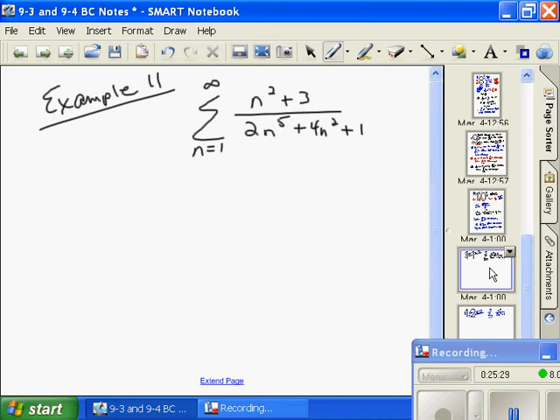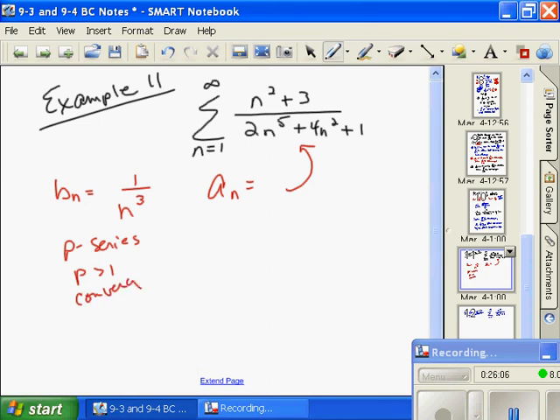Example 11. Again, I have a polynomial in the numerator and a polynomial in the denominator, and remember my hint: if you divide by b sub n, you want to try and get the same degree in the numerator and denominator. So I'm going to let b sub n be 1 over n cubed, and my a sub n being what we have up there. Keep in mind, this is a p-series with p equal to 3, which is greater than 1, so it is going to converge.